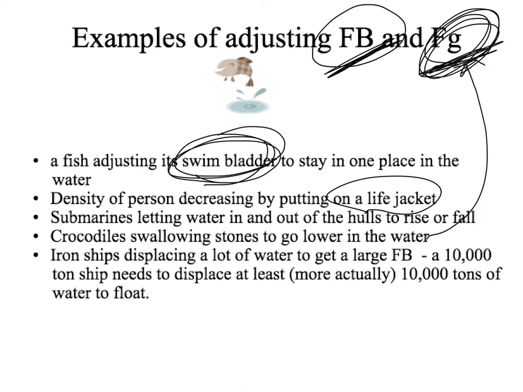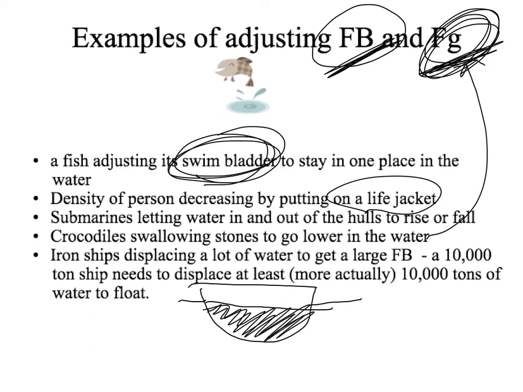Iron ships displace a lot of water to get a large buoyant force. So I have a 10,000 ton ship. If I want it to float, I have to displace at least 10,000 tons of water. So when I build the ship, I want to make sure that it displaces, or pushes out of the way, 10,000 tons of water. Get that out of the way, then the 10,000 ton ship will float.